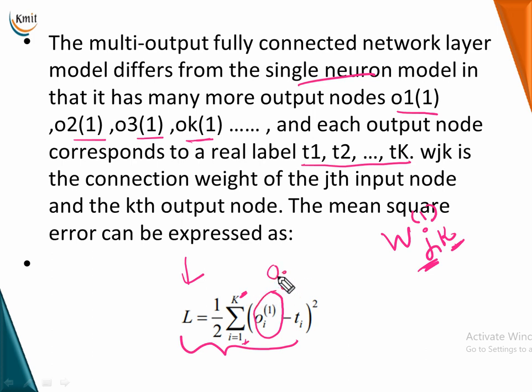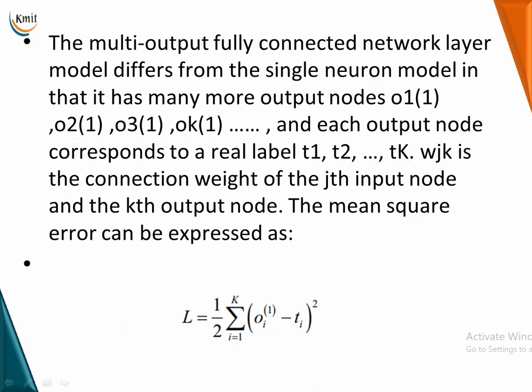So generalizedly I will write O_i, with subscript 1 to show it is of the first layer, minus the true label for that particular node T_i, and I take it whole square, I summate, and then I average it out. Correct. So that's how I calculate the mean squared error loss function, which I have been doing since I taught you.